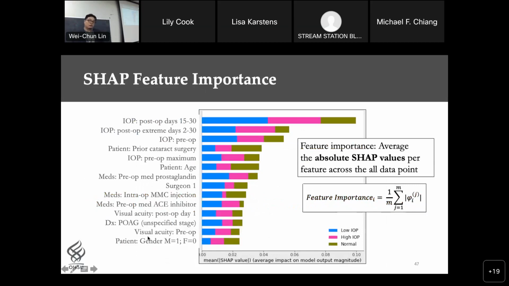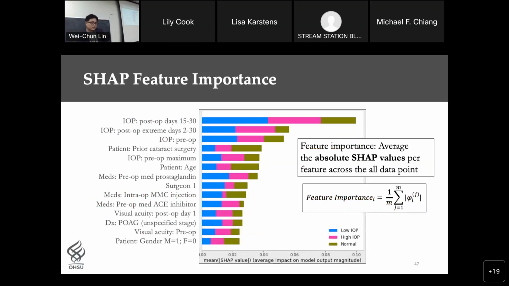The figure shows the global feature importance in our random forest model. Since we want to know the global importance, we can average the absolute SHAP values per feature across the data. The features with larger absolute SHAP values are more important, and then we sort the features by decreasing importance.